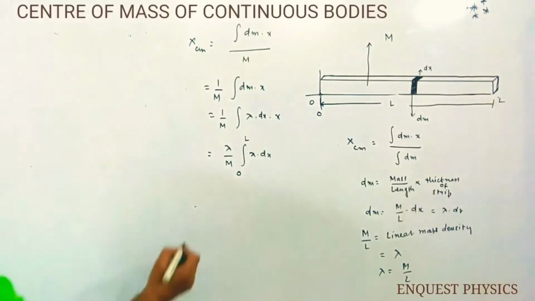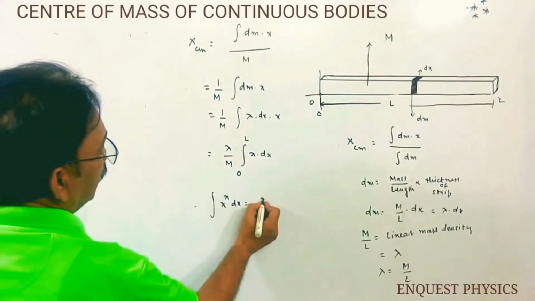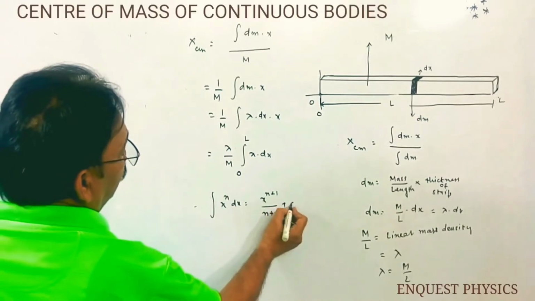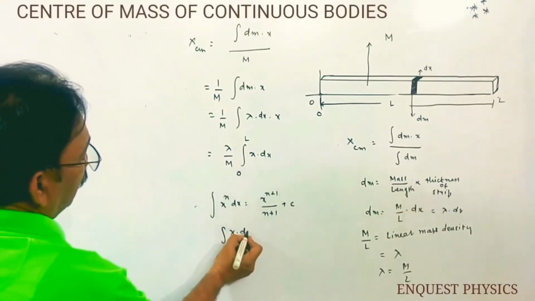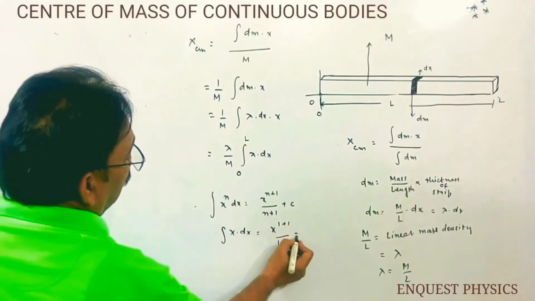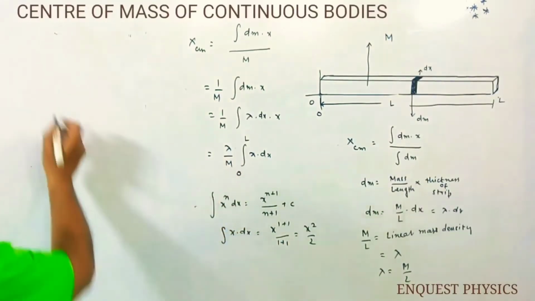Okay students, and you know that the integration of x to the power of n into dx is equal to x to the power of n plus 1 by n plus 1 plus c. Here we are integrating x. Integration of x into dx is equal to x to the power of 1 plus 1, so 1 plus 1, it is x squared by 2. Now we are substituting this value into this relation.